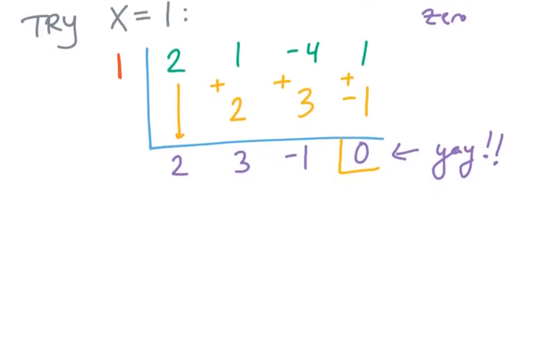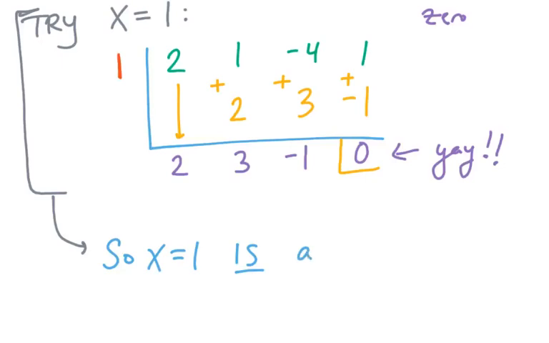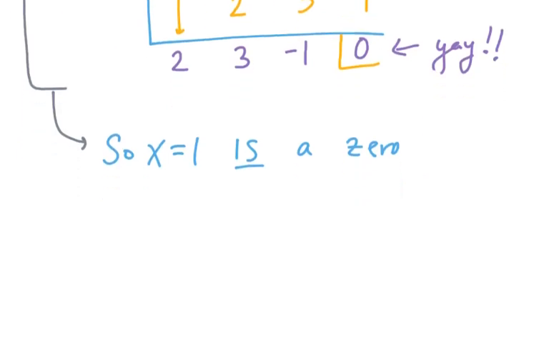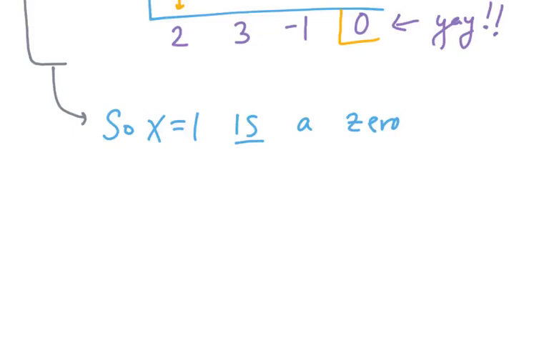So to interpret all that we just found, we can say x equals 1 is a 0, and from our factor theorem, that implies that we also know the corresponding factor. So what would be the corresponding factor? That would be x minus 1. X minus 1 is a factor.